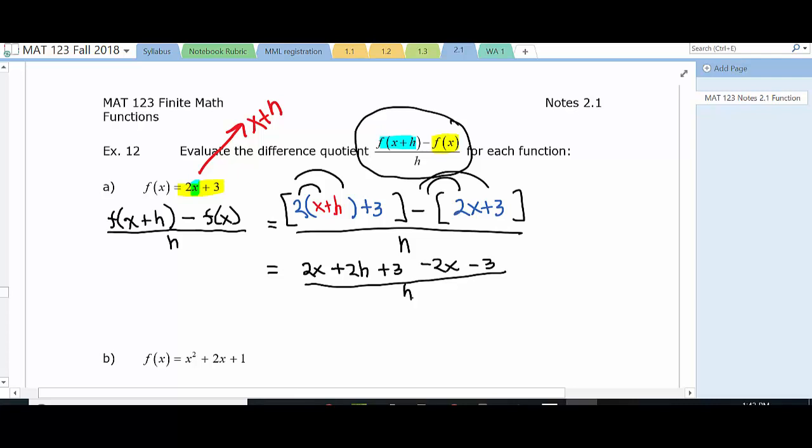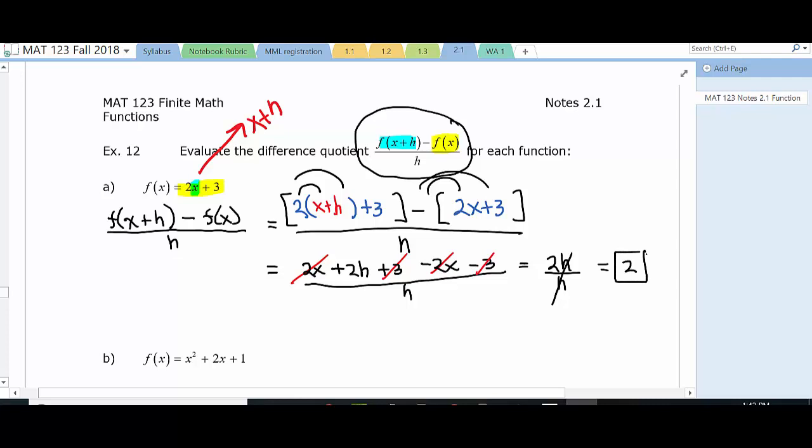Now, does anything cancel in the numerator now? Yeah, what cancels? 2x, what else? 3 is good, okay? You'll always have a bunch of things canceling. So write down what you're left with. You're going to be left with 2h over h, and then that divides out one of the h's. Okay, so this is basically going to go out. h over h is 1, so the answer to that problem is 2. That's called a difference quotient.